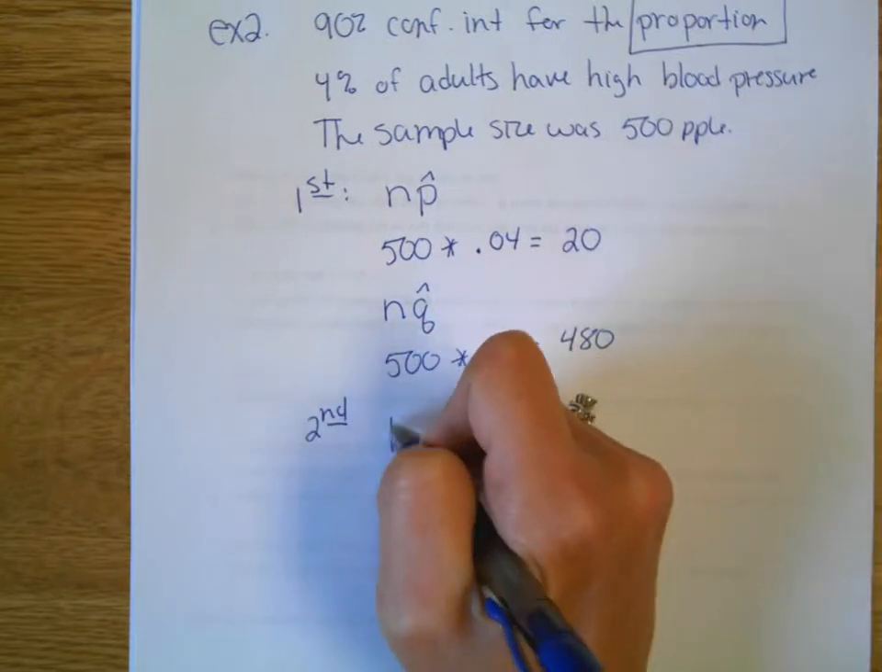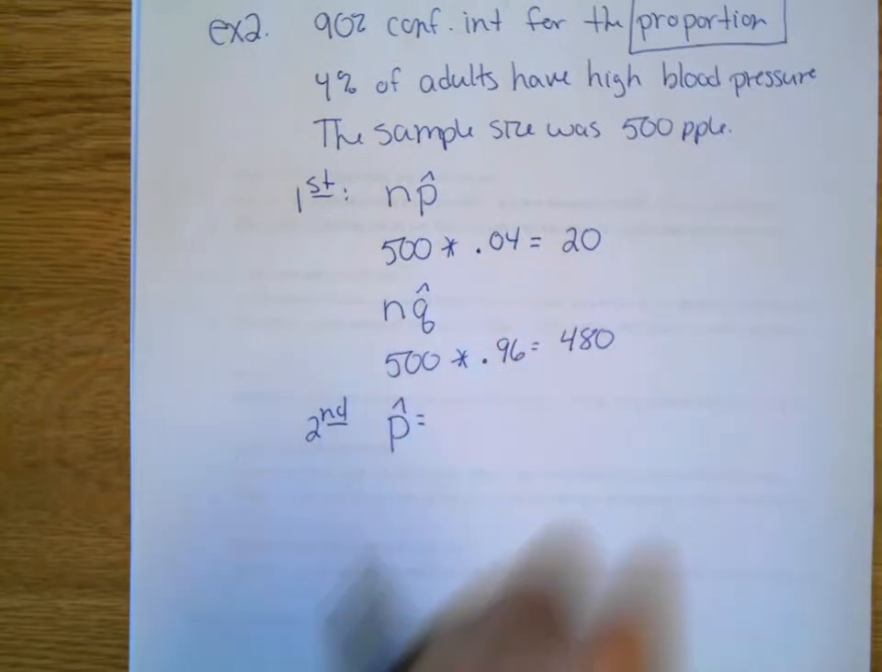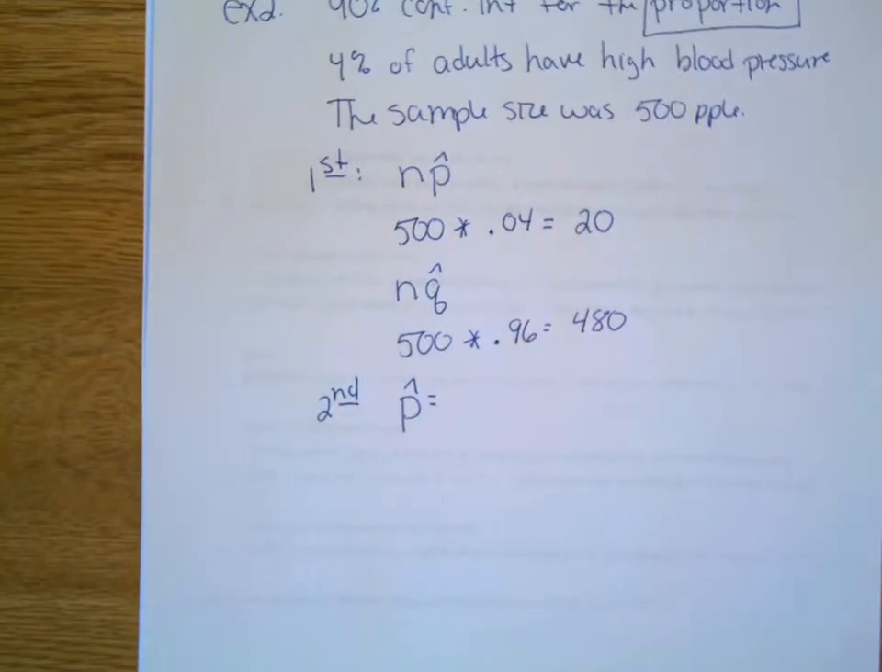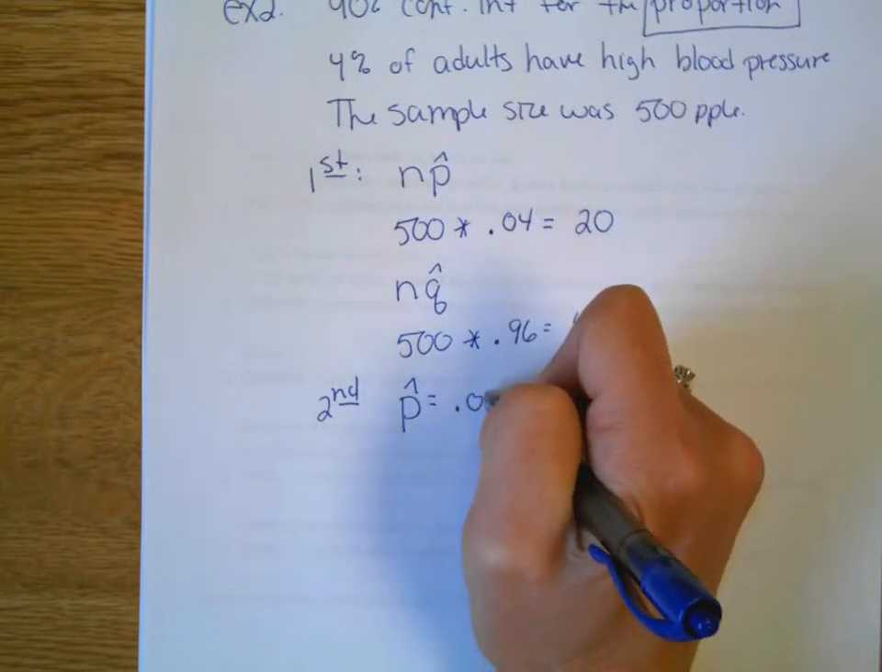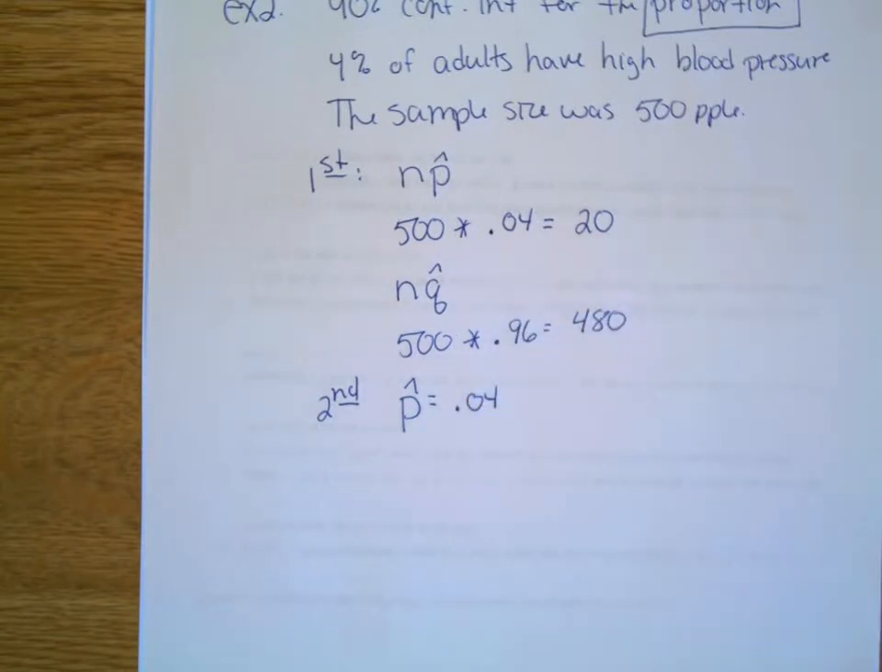So p hat, I say find p hat because we're going to use it in our interval. I gave you p hat as a percent, so 4%, where in the first example we had to actually divide to get the decimal. So they can give you the information one of two ways: tell you how many successes or give you the percent of successes.